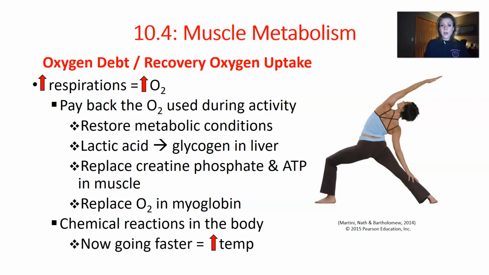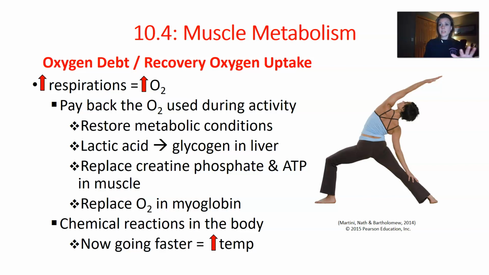And then also, the muscle fibers need to replenish their store of oxygen to the myoglobin molecules that are found in the sarcoplasm of the muscle cells. During all of this exercise, the myoglobin gave up all of its oxygen, right? Because that's what myoglobin does. When oxygen is depleted, it's going to release its oxygen for use by the muscle cells to generate ATP. Well, you've got to put that back. And so that's another way that the body is going to restore metabolic conditions.